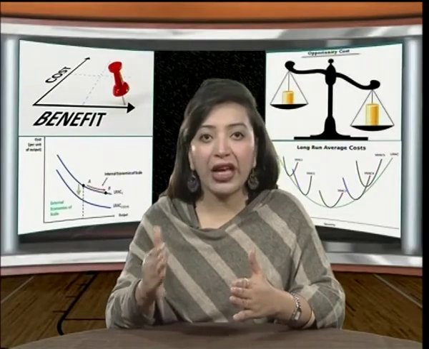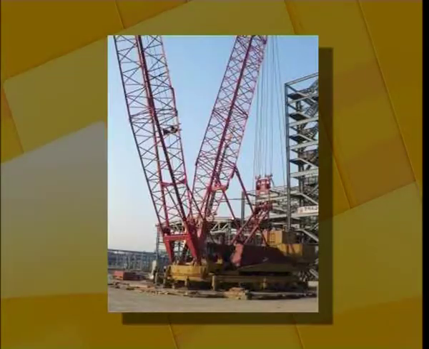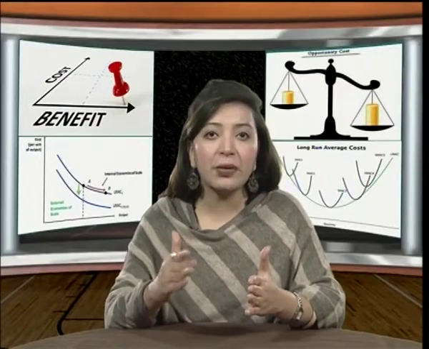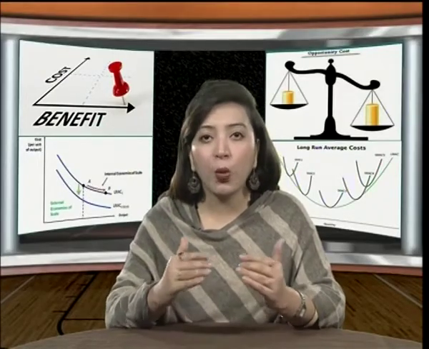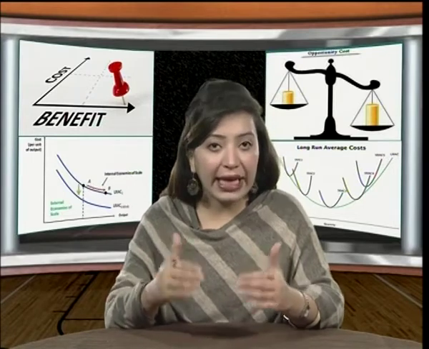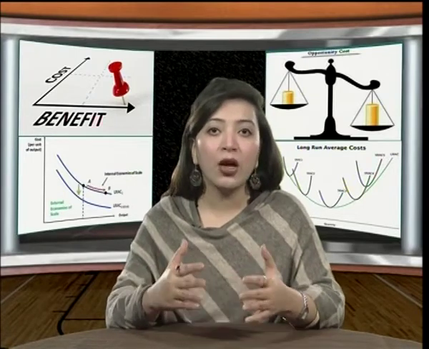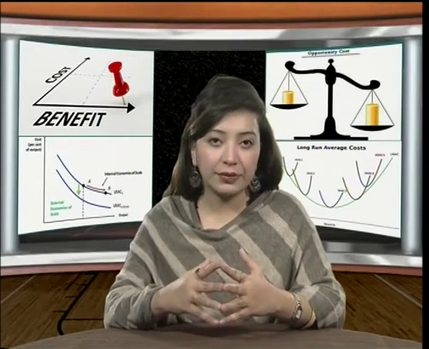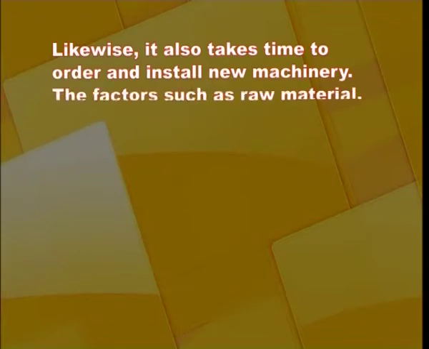On the other hand, there are factors such as capital, equipment, building, top management personnel which cannot be so readily varied. It requires a comparatively long time to make variations in them. It takes time to expand a factory building or to build a new factory building with a large area or capacity. Likewise, it also takes time to order and install new machinery.